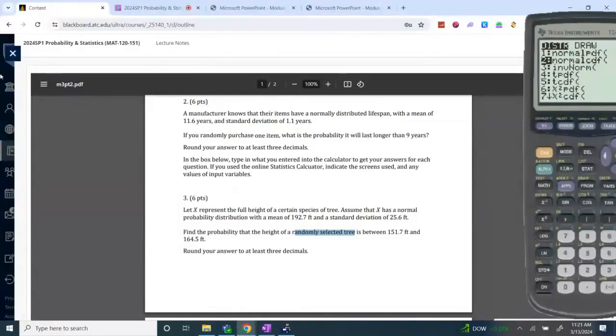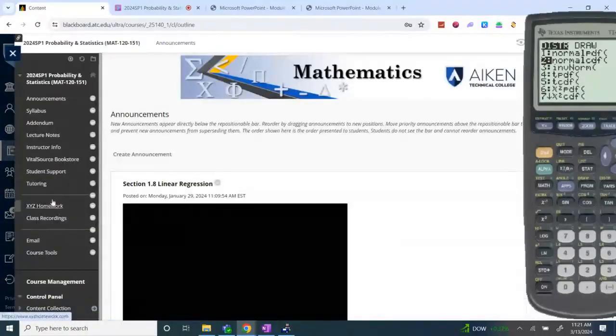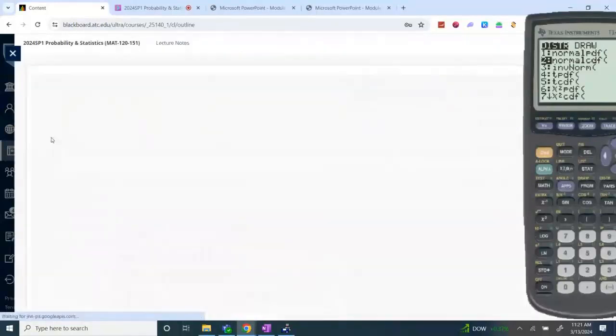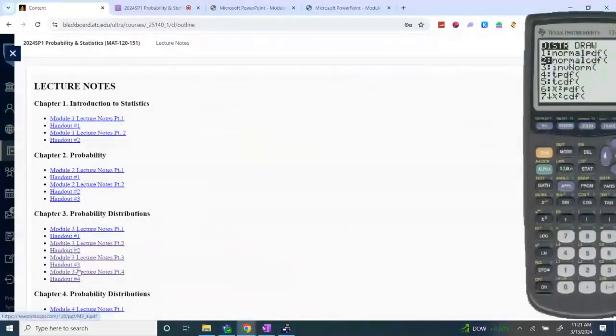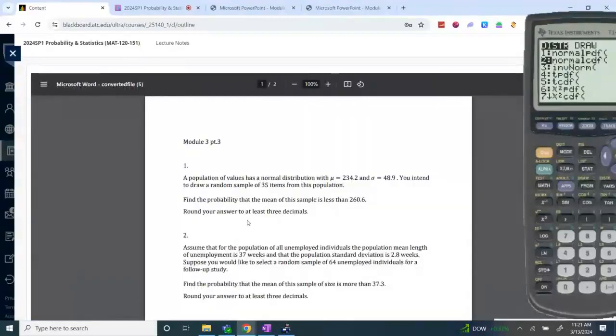In this particular section, we're going to look at a sampling distribution, and you're going to notice the construct of the problems is going to change. Instead of randomly selecting one item, you're going to randomly select multiple items. For example, if we take a look at the next handout for Module 3, Part 3, you notice that these questions are a little bit different.